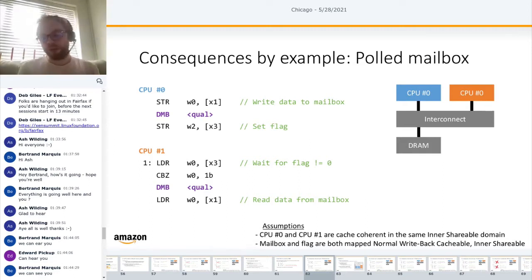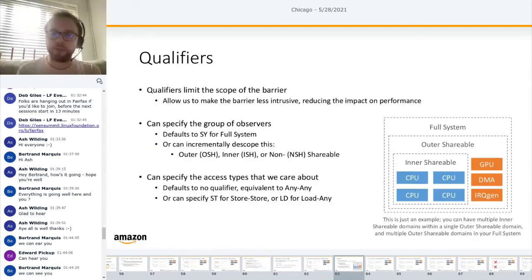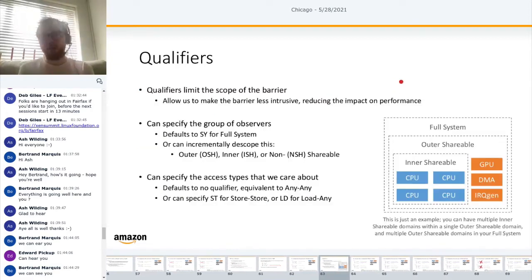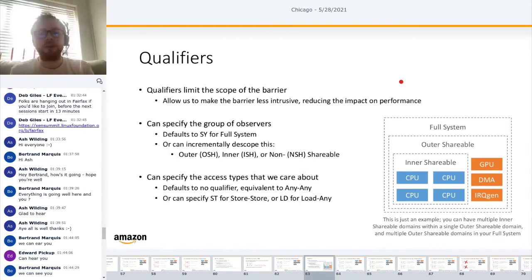Okay, you can put the most intrusive barrier you want here and you can get the correct behavior, but obviously there are going to be implications on performance. Okay, and in practice, what we want to do is use the minimally intrusive barrier that still guarantees the correct behavior on all implementations. So let's take a look at some of these qualifiers. Qualifiers allow us to limit the scope of the barrier, makes it less intrusive, reduces the impact on performance.